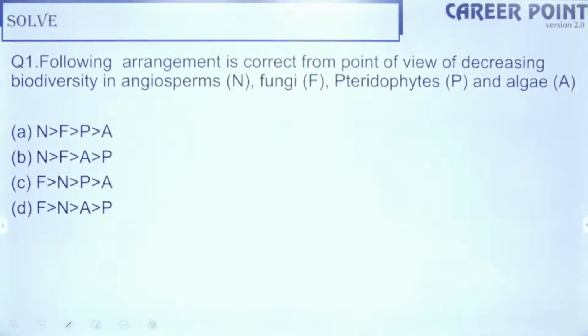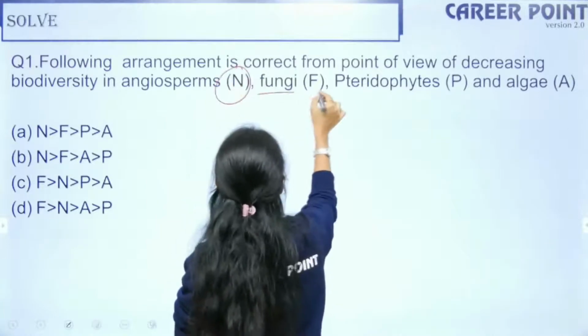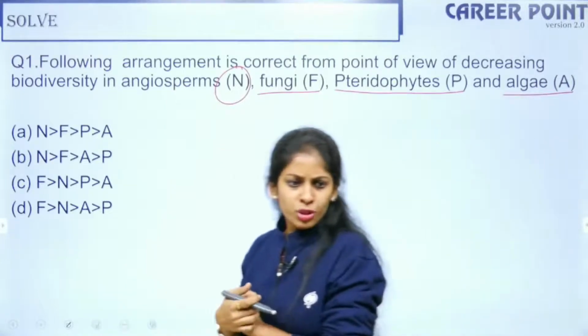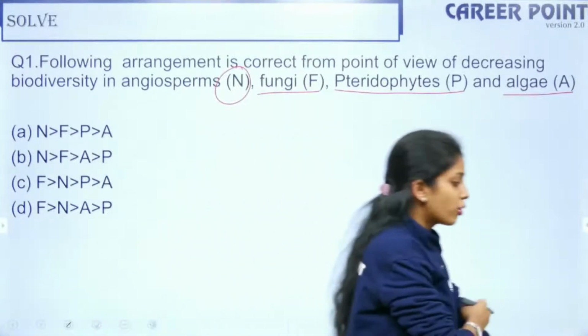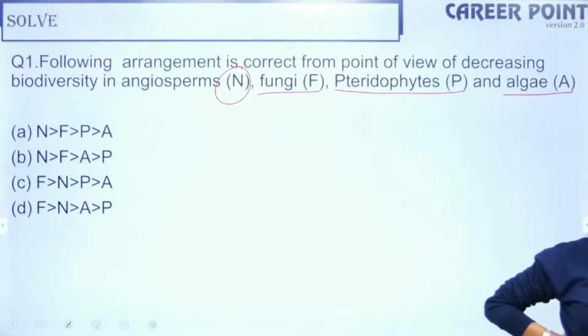Okay? Yes. So the following arrangement is correct from the point of view of decreasing biodiversity in angiosperms. So which order is right? So N talks about your angiosperms, F about your fungi, P stands for your pteridophytes and A for your algae. So which is right? Yes, give me the answer. Yes, what is the answer? Yesterday I told you about the pie chart, right? Yes, which is the decreasing order of biodiversity?